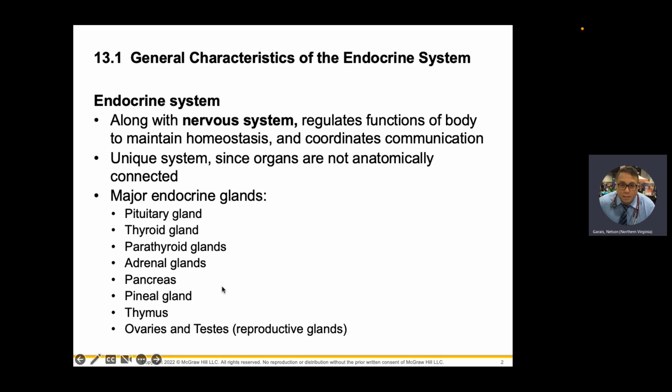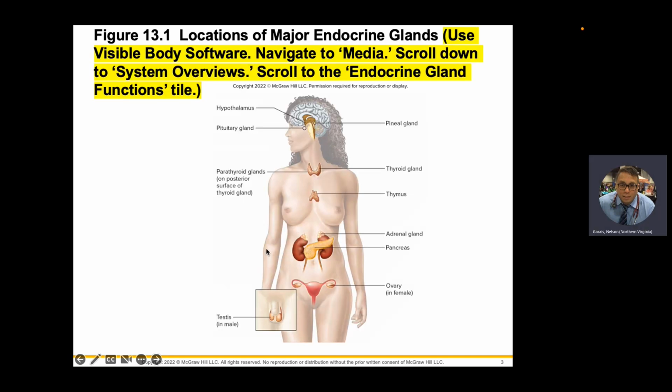And here are some examples. Here's the picture of where the glands are. Some of them are located here at the part of your midbrain: hypothalamus, pituitary, and your pineal. Your gonads, if a female patient, ovaries, and in a male patient, testes.